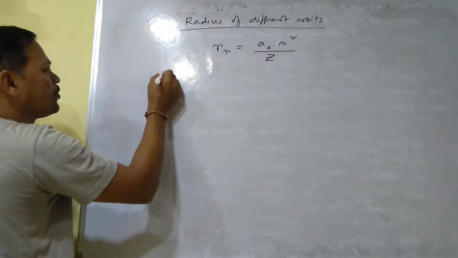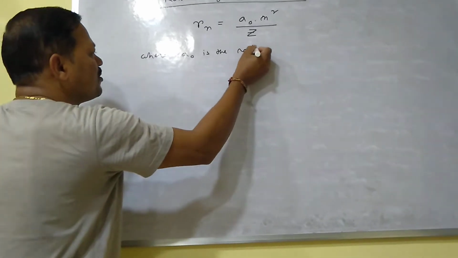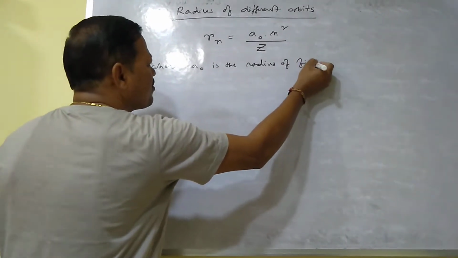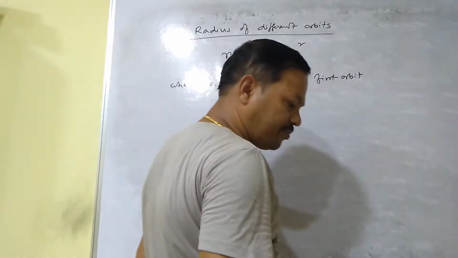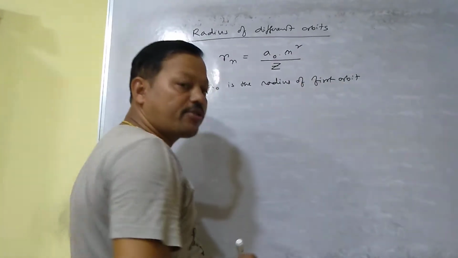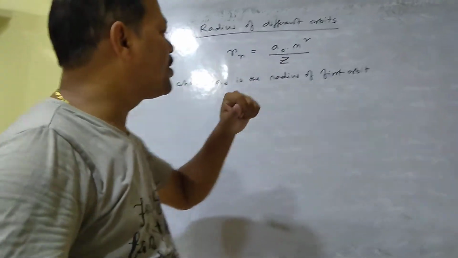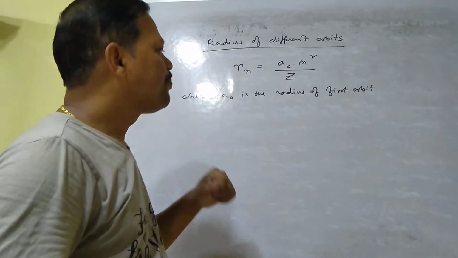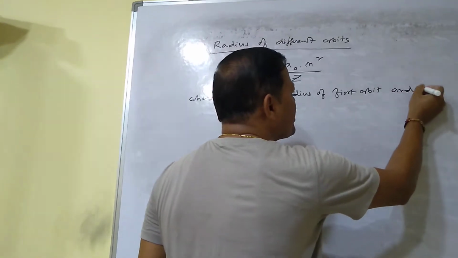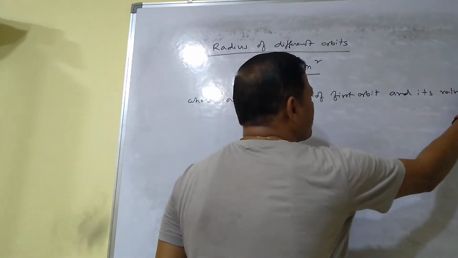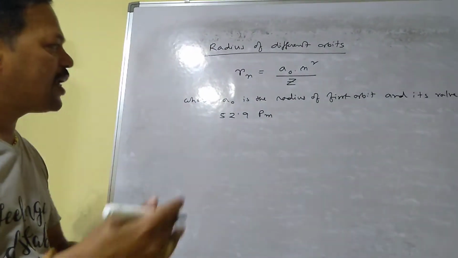What is a naught? A naught is the radius of the first orbit, and this first orbit is also called the Bohr orbit. You can represent it by Bohr orbit also, because Bohr determined this a naught value, and that's why the first orbit is also called the Bohr orbit. Its value is 52.9 picometer. This is the value of the radius of the first orbit.